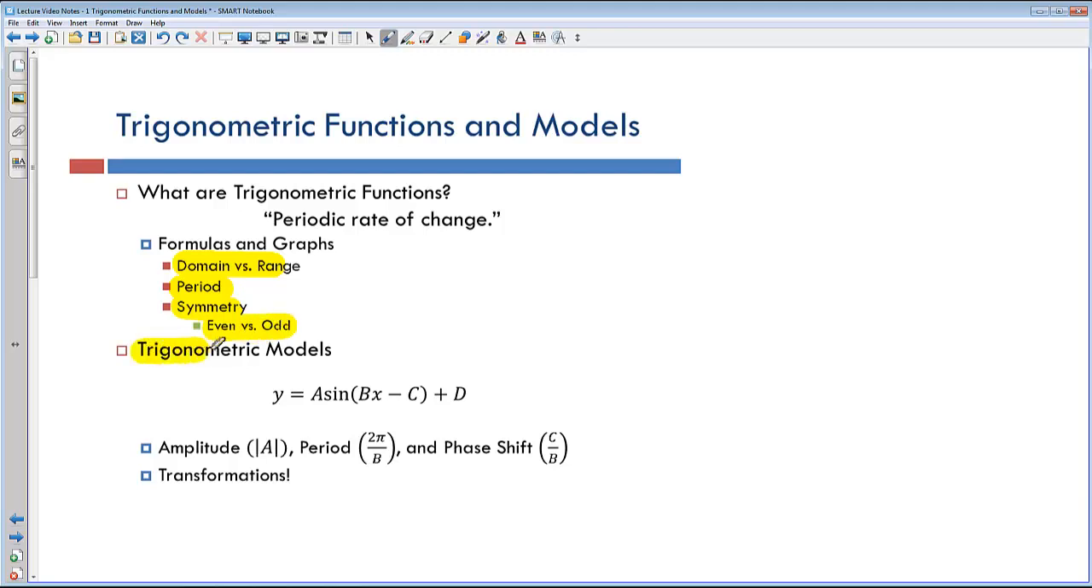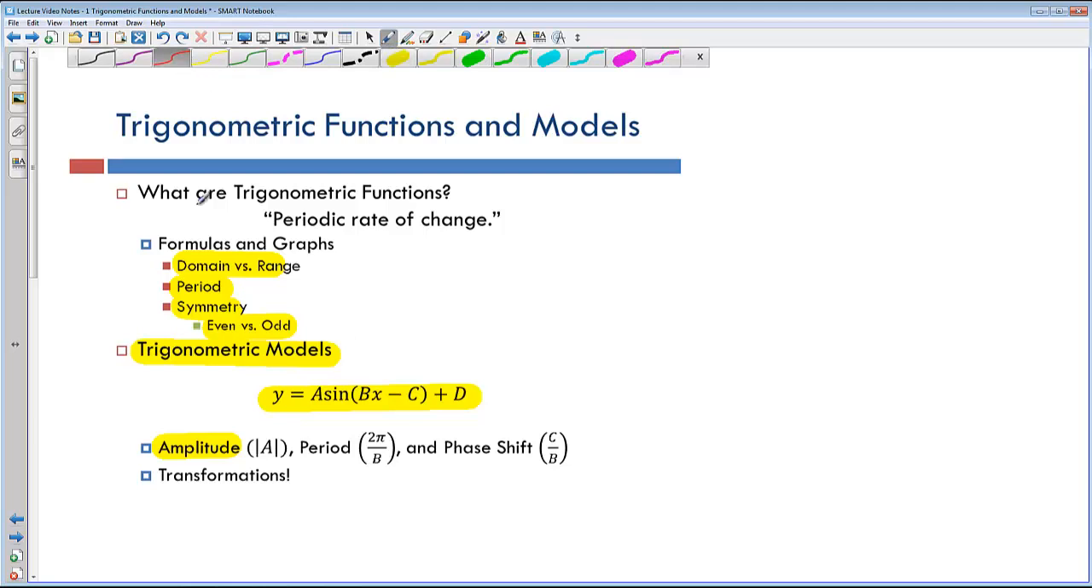But I want to talk about trigonometric models. Here is the standard formula for a trigonometric model. It's used to model things like sound waves or wave phenomena in general. And we have something called the amplitude, which is your A. Right, so A is called the amplitude. It's actually the absolute value of A.